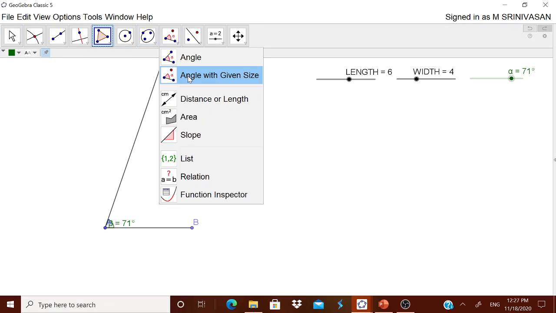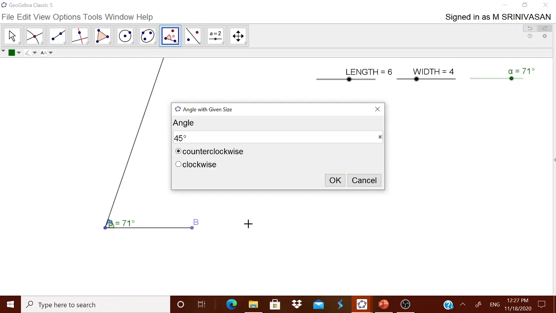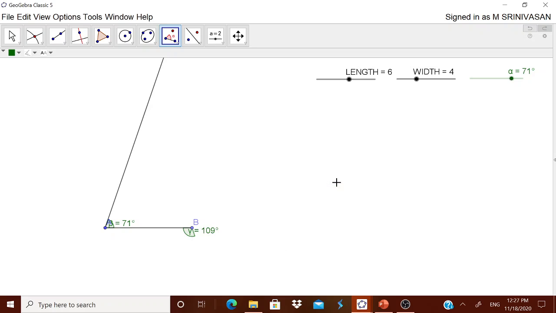For that, I am going to this angle with the given size. I will take this A, I will touch this B. And I know the property of angle A and angle B in a parallelogram: their summation is always 180 degrees. Therefore, here I will type 180 degrees minus alpha.